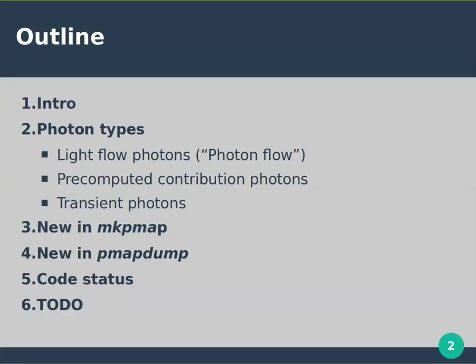I'm going to start off with just a quick outline and an introduction on what photon mapping is and what it's good for, because I think there may be some neophytes in the audience who aren't familiar with the concept. I'll concentrate on the new photon types that have been added. It's 3 in number. And then just a quick view at some of the options that I've added to the 2 main tools that come with the photon mapping extension, mkpmap, which generates the photon maps, and pmapdump, that, well, outputs photon info for further analysis.